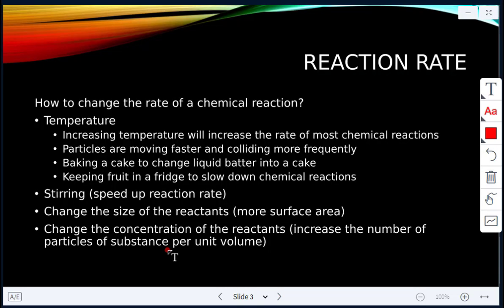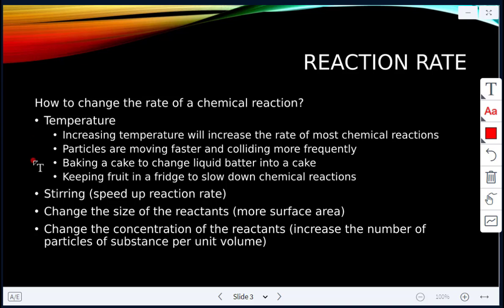How can we change the rate of a chemical reaction? There are a few ways we can change the rate of a chemical reaction. The first is temperature. By increasing temperature, that will increase the rate of most chemical reactions because particles are moving faster, they're colliding with each other more frequently, so therefore the reaction will occur at an increased rate.